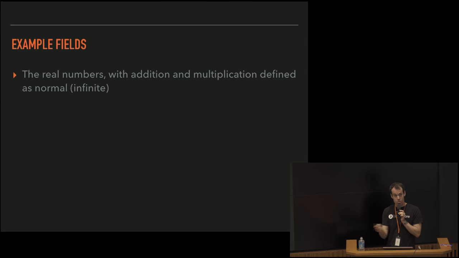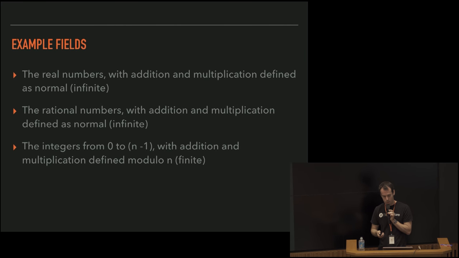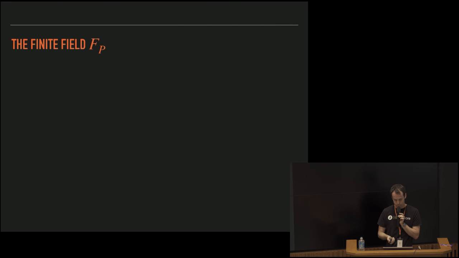Examples, so the real numbers, so all numbers from, you know, 0 all the way up and all the way down, decimals, irrational numbers, all of those real numbers with addition and multiplication defined as you understand them normally, that's an infinite field. The rational numbers, so if you take just the rational, those are fractions, with addition and multiplication, again, defined as normal, that's another infinite field. Or the integers from 0 to n minus 1 with addition and multiplication defined modulo n is another field, but that's finite. There's only a finite number of elements.